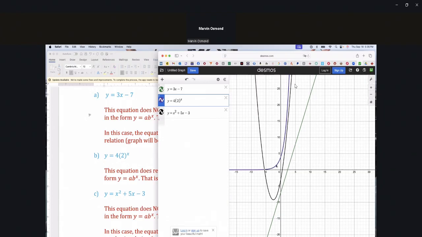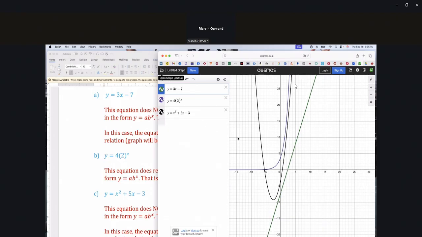That represents an exponential relation. And this one here, 3x minus 7, gives us a straight line. Again, that's what you would have studied last year. So these are the different types of graphs you're now familiar with.